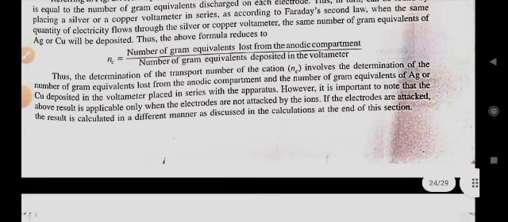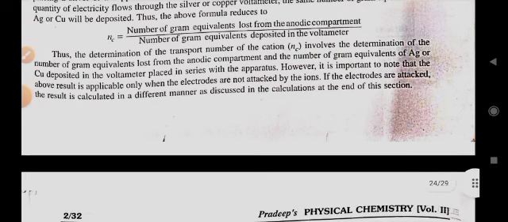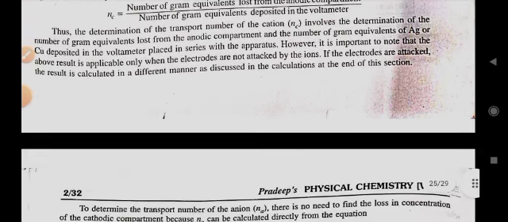Thus, the above formula reduces to NC is equal to number of gram equivalents lost from the anodic compartment upon number of gram equivalents deposited in the voltameter. Thus, the determination of the transport number of the cation involves the determination of the number of gram equivalents lost from the anodic compartment and the number of gram equivalents of Ag or Cu deposited in the voltameter placed in series with the apparatus. However, it is important to note that the above result is applicable only when the electrodes are not attacked by the ions.